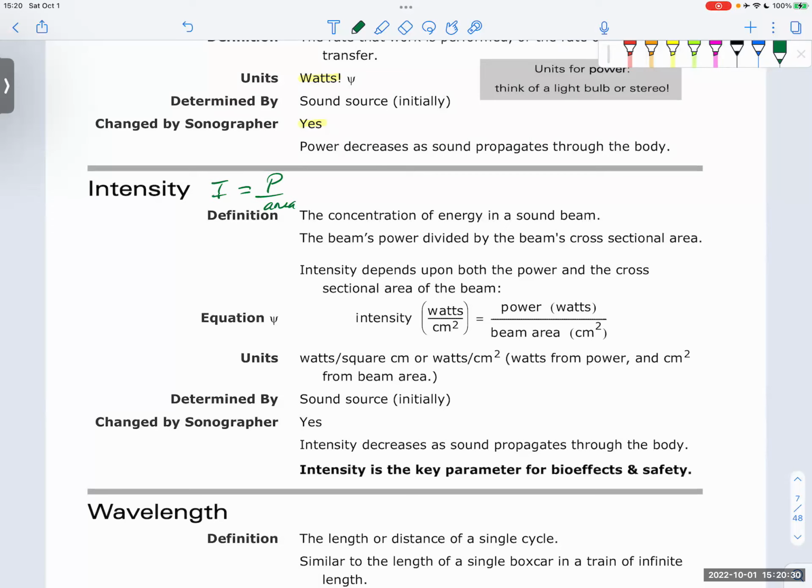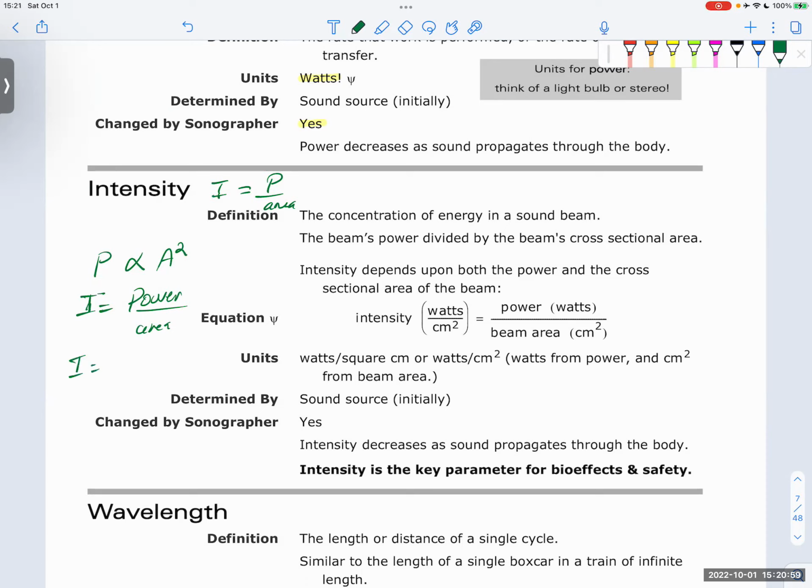Now we go back, again: power is directly related to amplitude squared. So if you double the amplitude, then the power will quadruple. If you increase the amplitude, that will also increase the intensity, and it's the same relationship. If you think about it this way, since intensity equals power divided by area, then you can apply that.